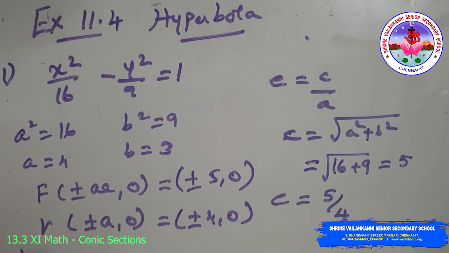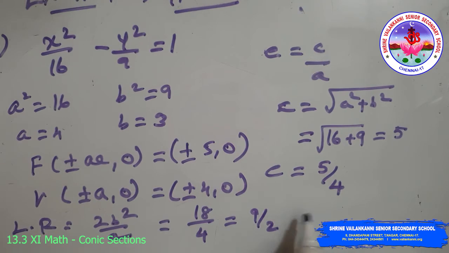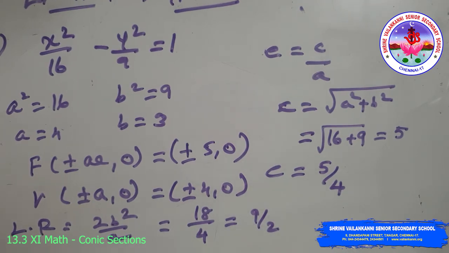And length of the latus rectum is 2b square by a. Here 2 into b square, 18. So 18 by 4, we get 9 by 2 units. So length of the latus rectum is 9 by 2.